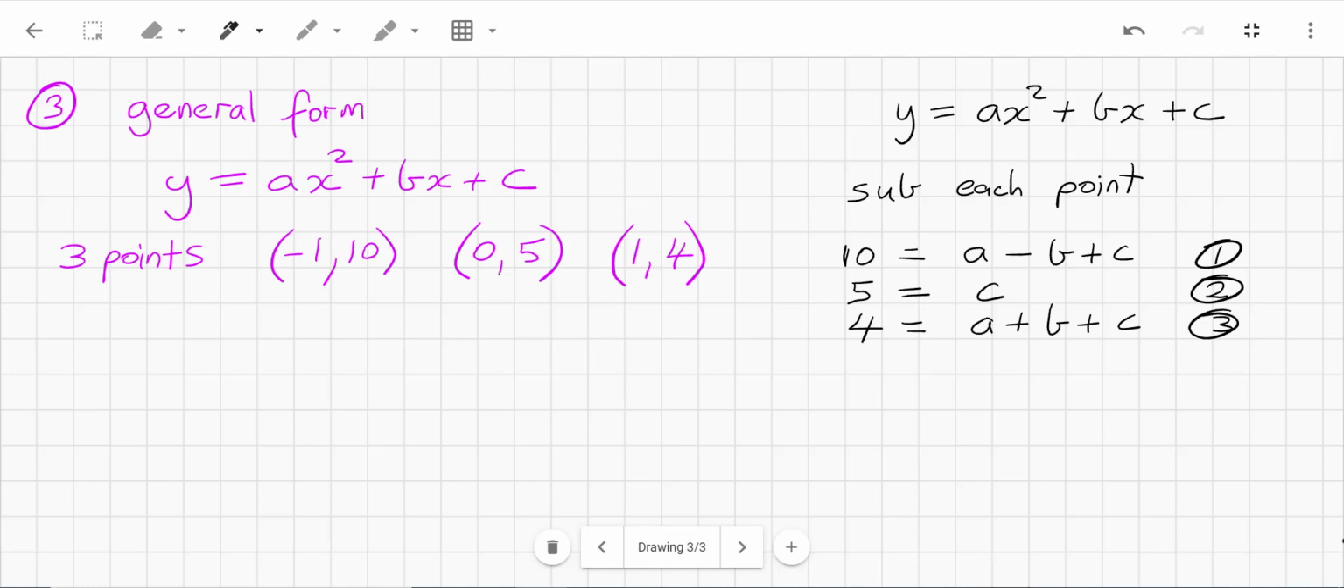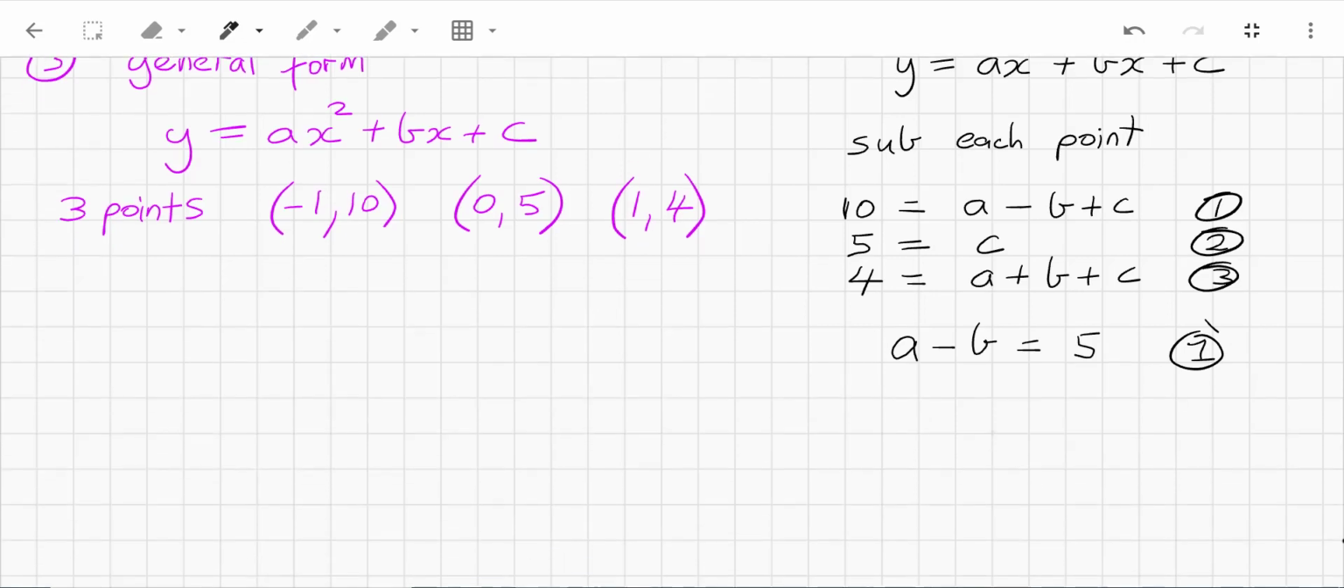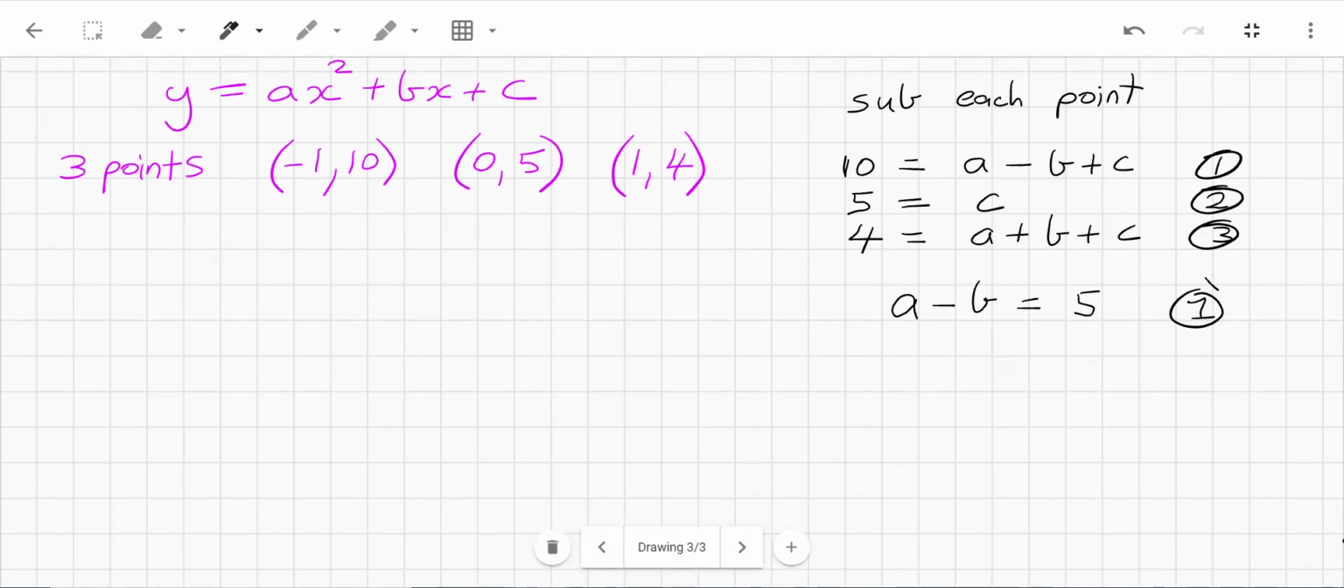I'm going to substitute equation 2 into equation 1. And rearranging, I get a - b = 5. I'm going to call this equation 1 dash. And substituting c = 5 into equation 3 gives me a + b = -1. I'm going to call that 3 dash.